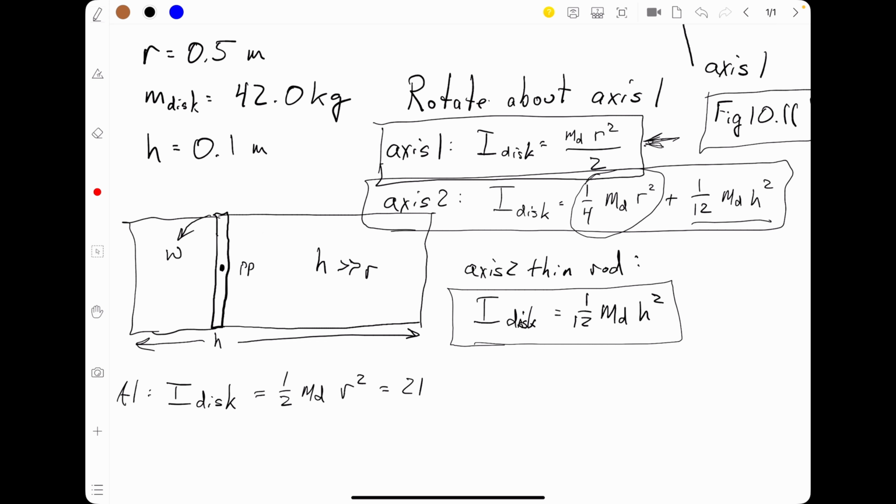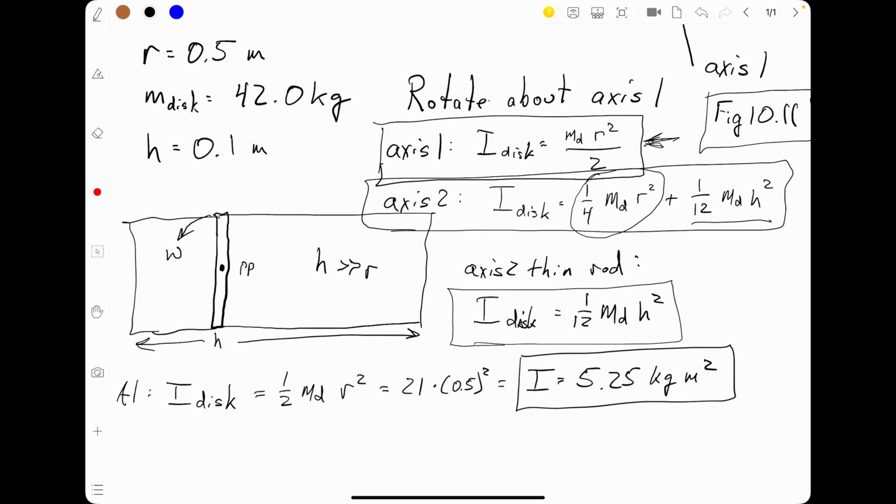Then I'm gonna square 0.5, times 0.5 squared. You can do the math if you want to. I'm going to do it, and we end up with I equal to 5.25 kilogram meters squared. Okay, and that's our I of the disk, our moment of inertia for the disk.